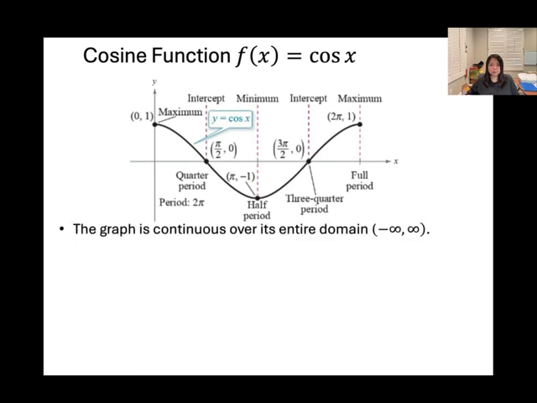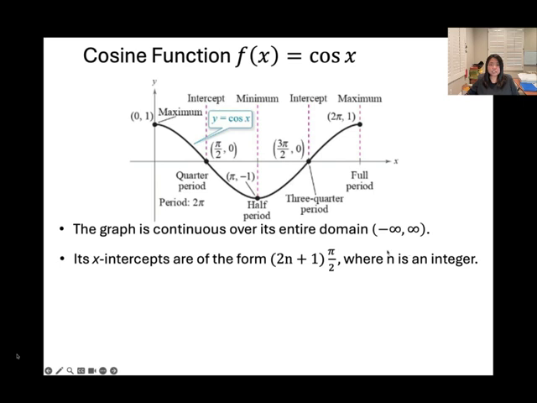Okay, one more time. The graph is continuous over its entire domain from negative infinity to positive infinity. And then its x-intercepts. Okay, the x-intercepts this time are pi over 2 and 3 pi over 2. So the form will be (2n plus 1) times pi over 2. When n equals 0, that will be (0 plus 1) times pi over 2, which is going to be pi over 2. When n equals 1, that will be 3 pi over 2. And then the period is going to be 2 pi. Starting from here, go to here. That will be 2 pi.